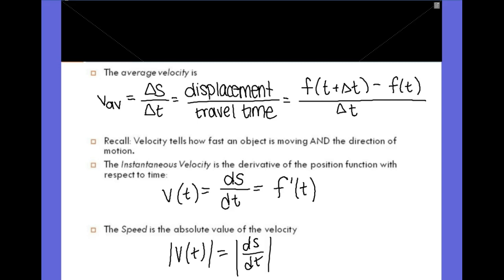The speed is the absolute value of the velocity. Speed does not tell me direction.